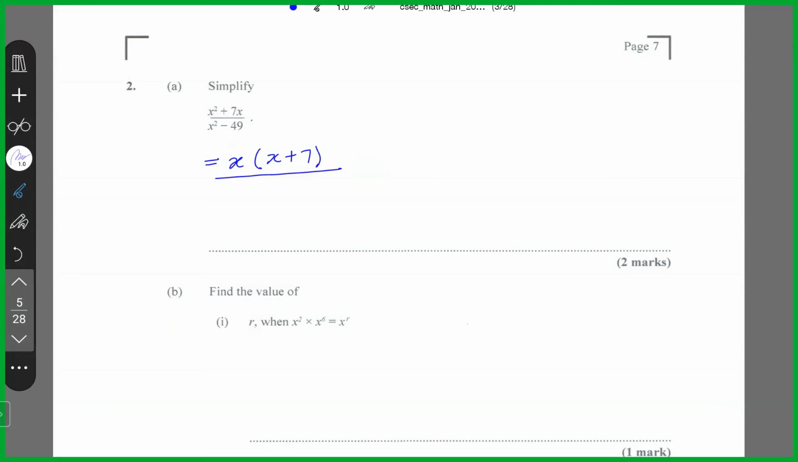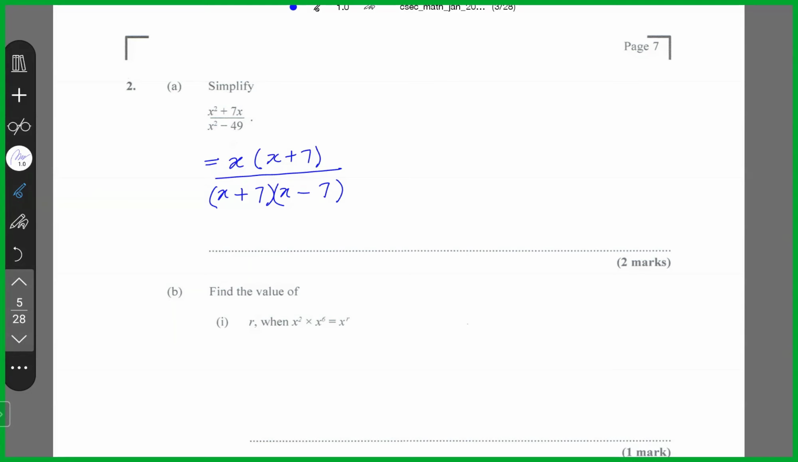In the denominator, we have the difference of 2 squares. When you factorize the difference of 2 squares, you ask yourself, what do I multiply by itself to get x squared? The answer is x. You write the x in both sets of brackets. Then you ask, what do you multiply by itself to get 49? The answer there would be 7. In one of the brackets, you would put x plus 7. In the other, you would put x minus 7.